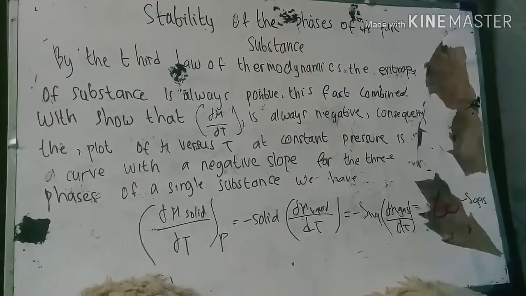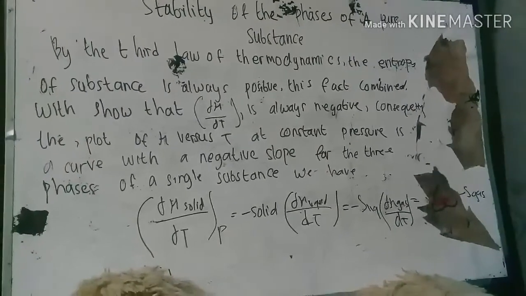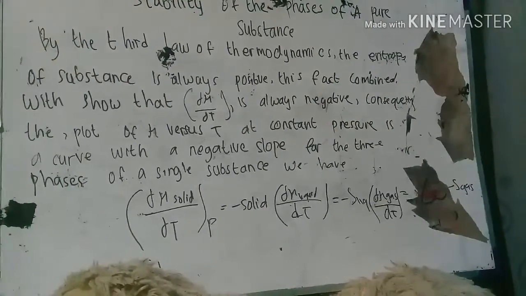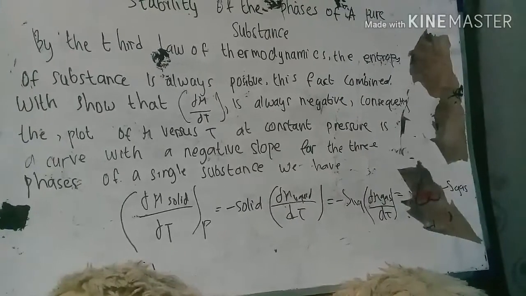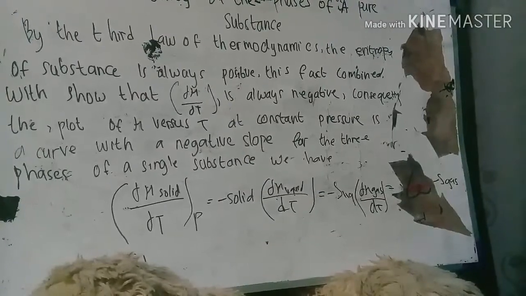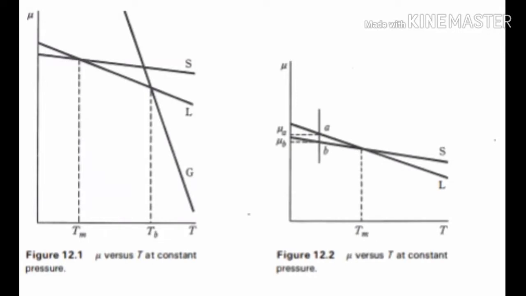We have (∂μ solid/∂T) at constant P equals minus S solid, (∂μ liquid/∂T) equals minus S liquid, and (∂μ gas/∂T) equals minus S gas. At any temperature, S gas is greater than S liquid, which is greater than S solid.